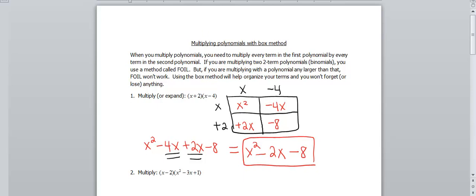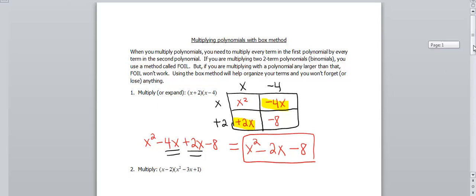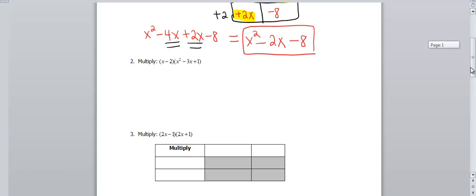One thing I will have you notice, let me highlight this in a different color, is our like terms fall here and here. And that's typically going to be the case. They're going to be on a diagonal. I can't say always, but typically I think that's a pretty good thing that you can recognize. Okay. The next problem gets a little bit bigger and a little bit uglier.